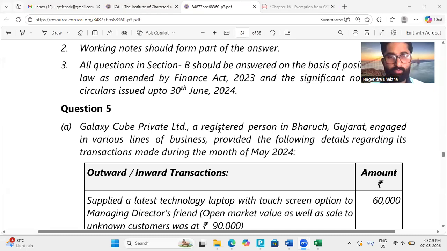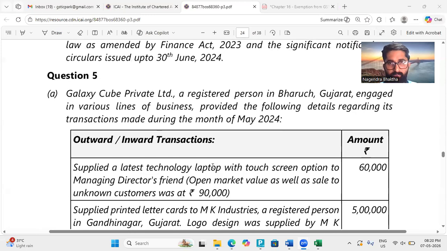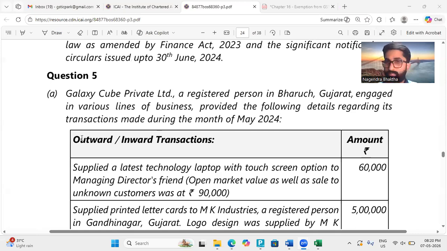Now we'll move on to the January 2025 question paper. As I told you, what we have to follow is first we need to compulsorily read the first three lines. It will give you a fair view of what exactly they are asking.